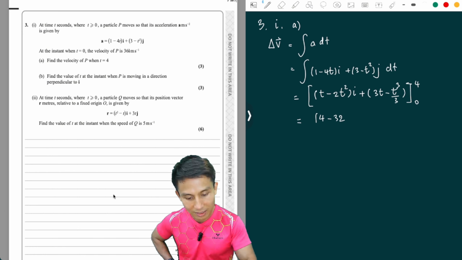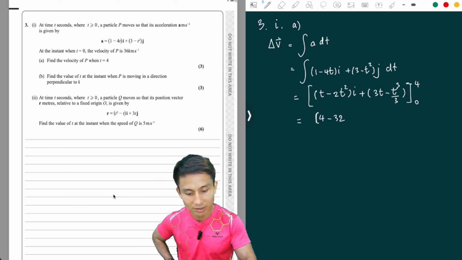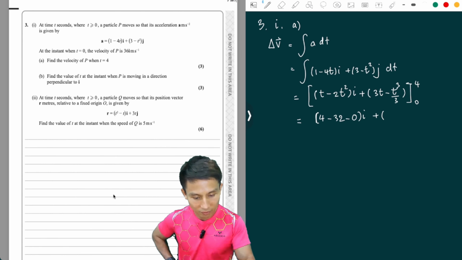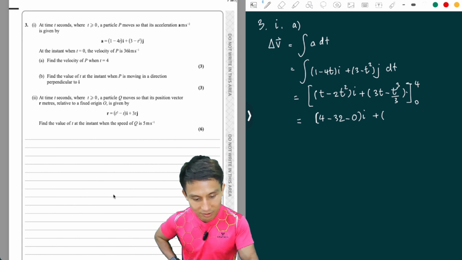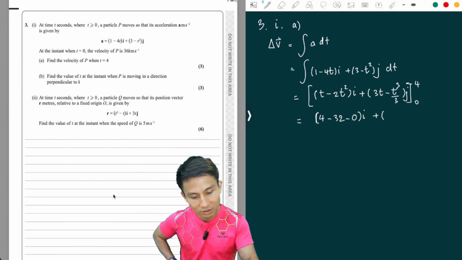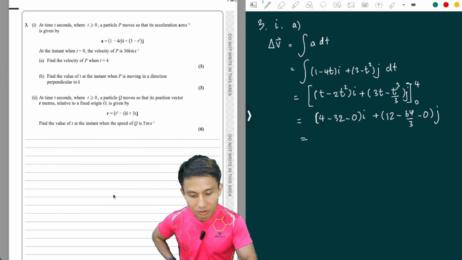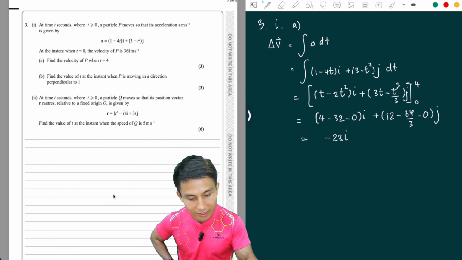Yeah, that's the I. But then if we sub the 0 in as well, in the two terms here, we're going to get 0. So that's minus 0 for the I. And then for the j, subbing 4 in, we get 12. So that's 12 minus 64 over 3 and minus 0 for the other limit. So that's just minus 28I.